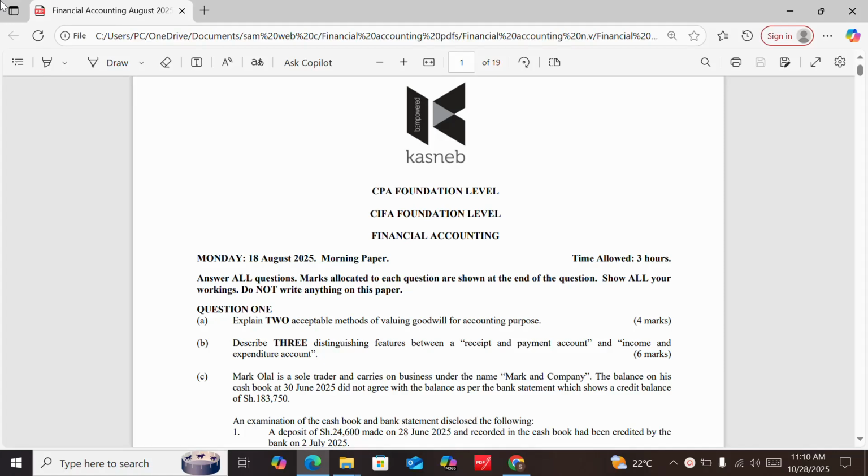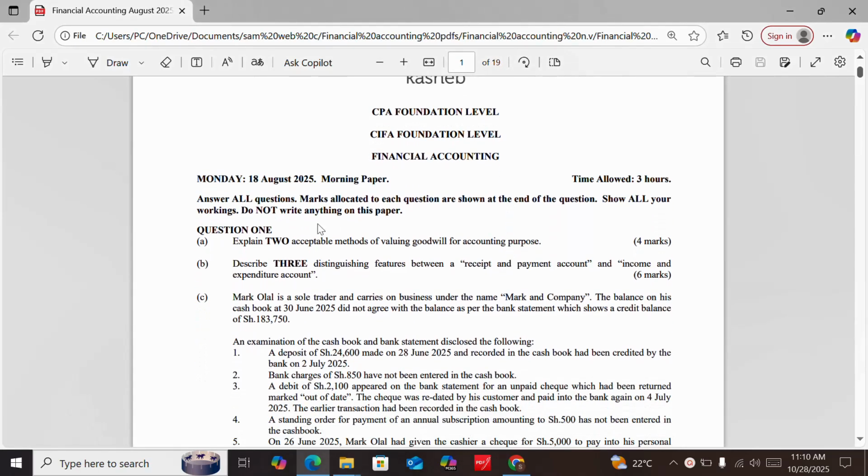This is the Financial Accounting of the Foundation level, which was done on 18 August 2025. It was tested by Casinem. And the first question, A, explain two acceptable methods of valuing goodwill for accounting purposes.